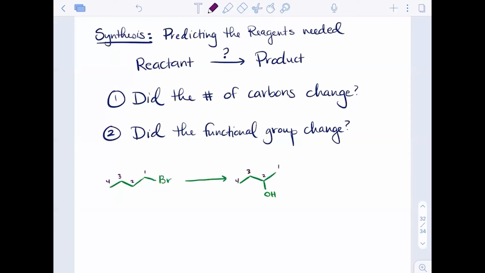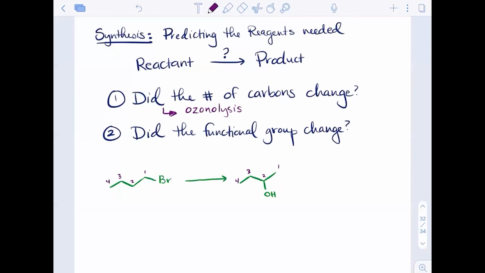No, the number of carbons didn't change. A couple of good things to note with that number of carbons: ozonolysis breaks apart carbon-carbon bonds. So if you see a decrease in the number of carbons in your organic molecule, it's usually because of ozonolysis. So that's a good one to remember, right?